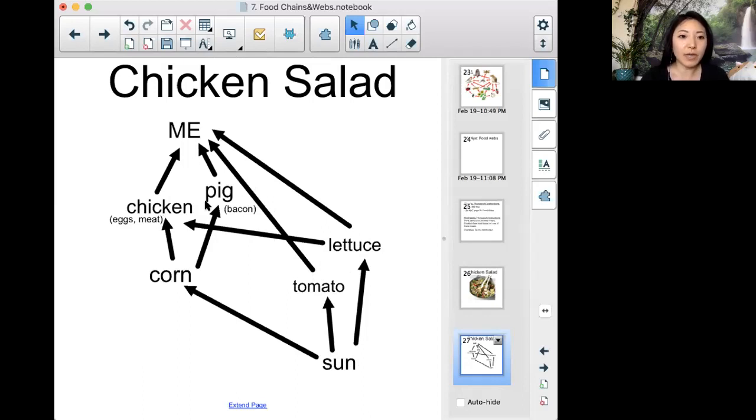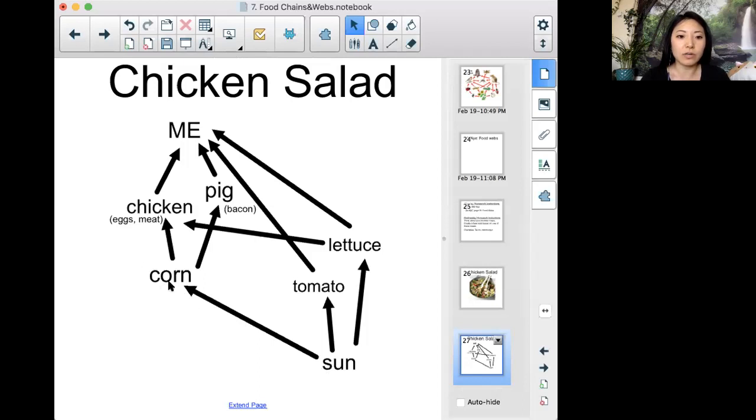And the chicken and the pig we added, but where do they get their energy from? So we added this corn right here. Chickens eat corn and pigs eat almost everything, but they eat a lot of corn as well. And so we added corn, but then where does the corn get its energy? So we connected that to the sun.